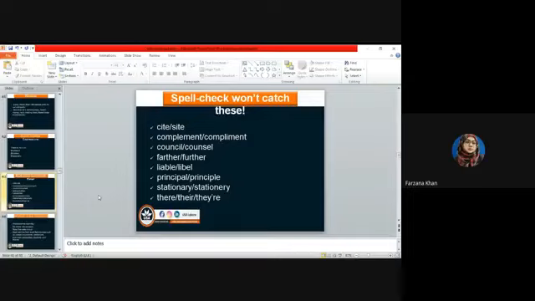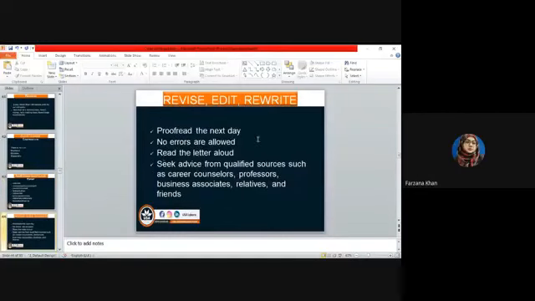After writing, proofreading is very important, and proofreading the next day is also important. No errors are allowed. Read the letter aloud to understand whether there is clarity in your letter or not. Seek advice from qualified sources such as career counselors, professors, business associates, relatives, friends, or even any teacher. You can request them to proofread your cover letter before sending it.